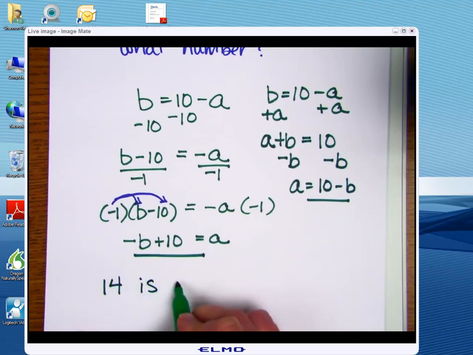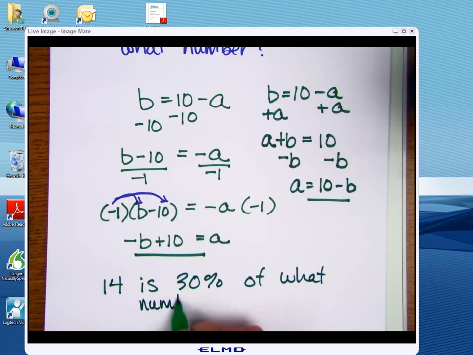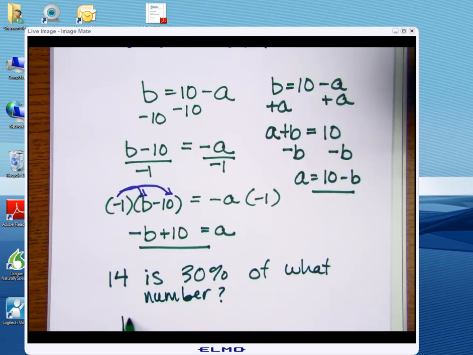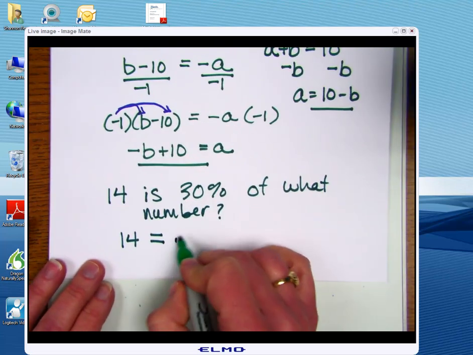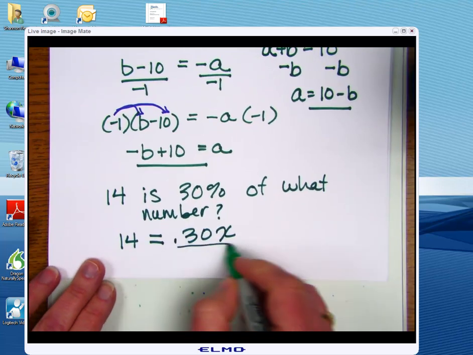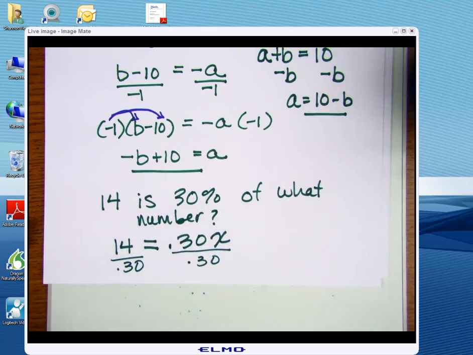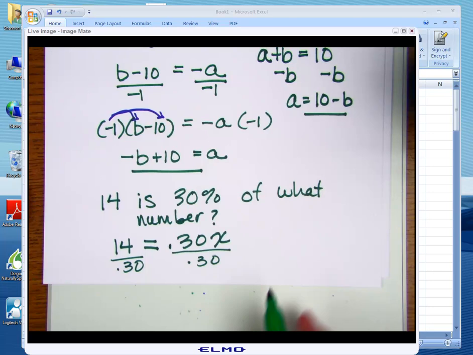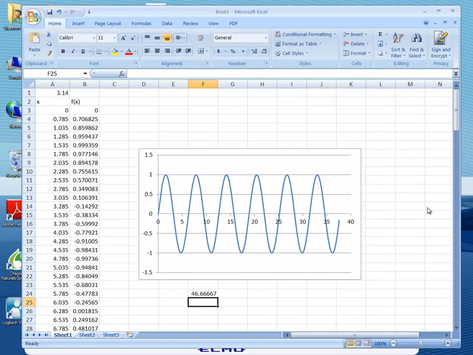The second one: 14 is 30% of what number? I think this is just a fraction issue. We have 14 equals 30%, which is 0.30, of what number, x. So all we're going to do is divide both sides by 0.30. Okay, and I get 46.67.